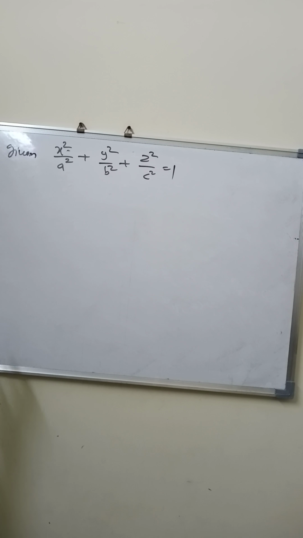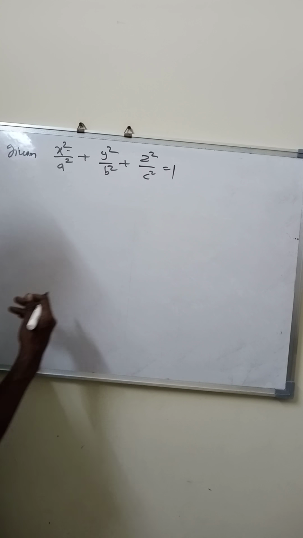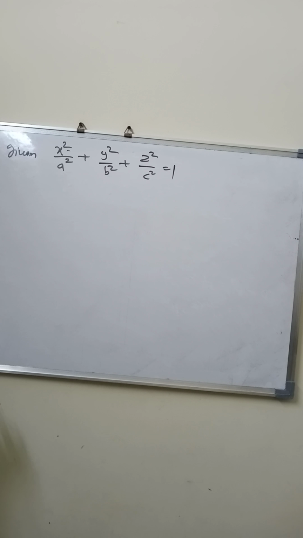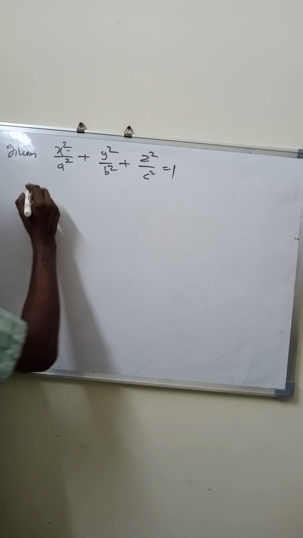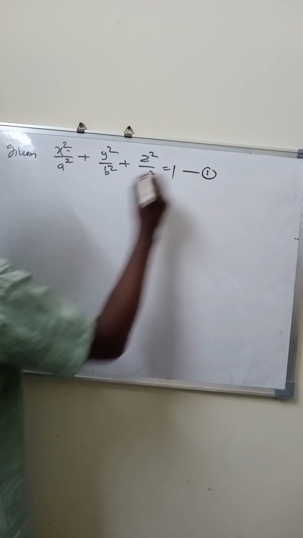Here, in this problem, how many arbitrary constants? 3. What are a, b and c? That is 3. How many independent variables? 2. That means the number of arbitrary constants is greater than the number of independent variables. That means the process of elimination should give a second order partial differential equation. Now we can denote the given equation as 1.